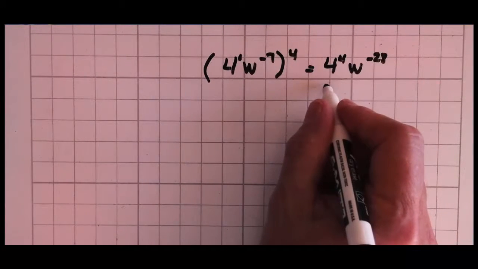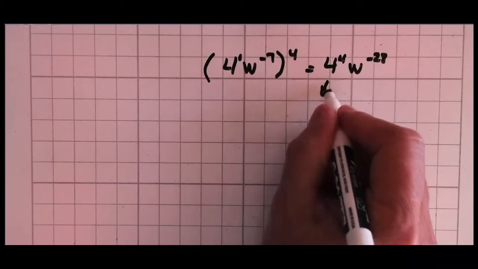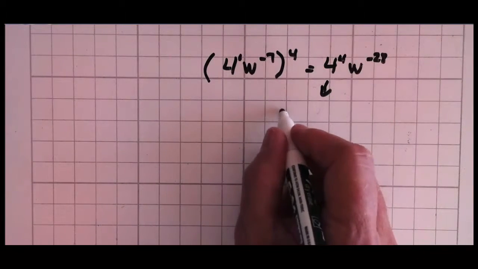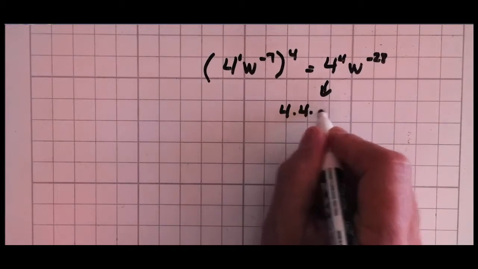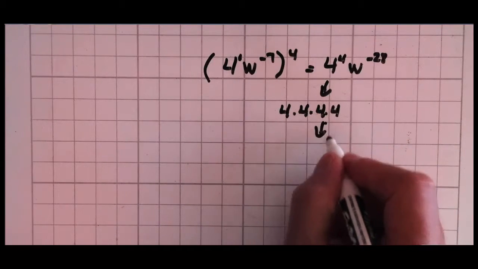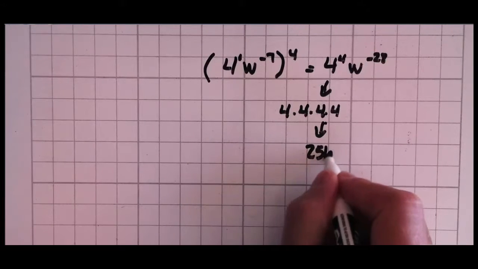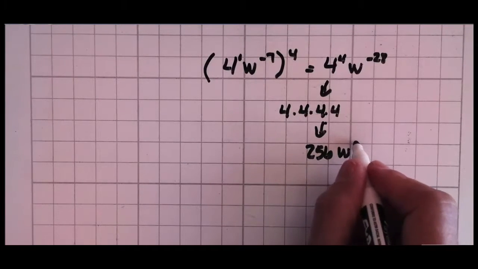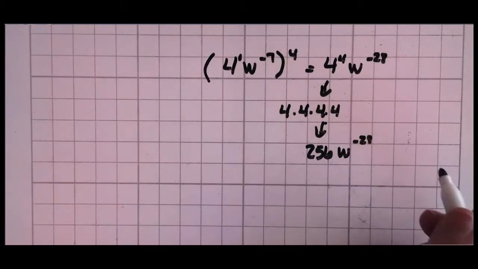Most times when you're working these problems out, they want you to actually multiply 4 to the 4th, which is 4 times 4 times 4 times 4, which is 256. So your answer would be 256 w to the negative 28th.